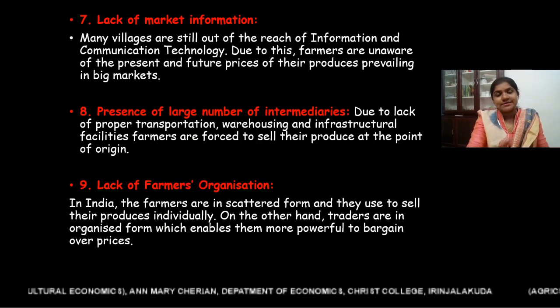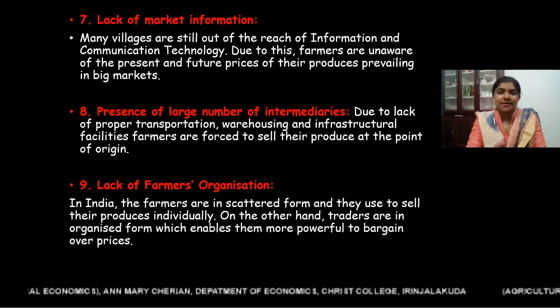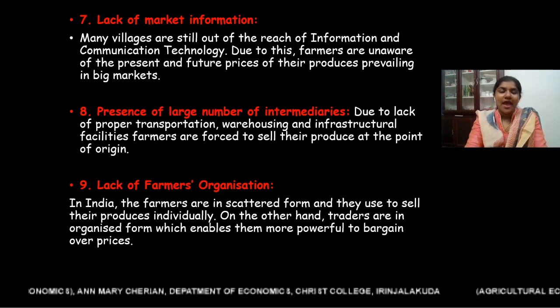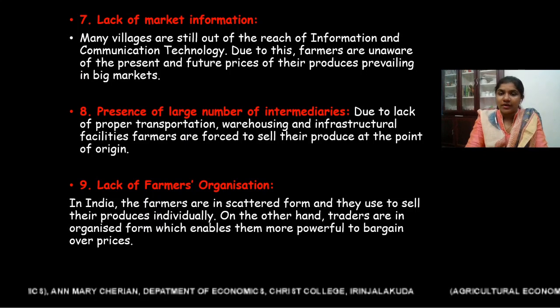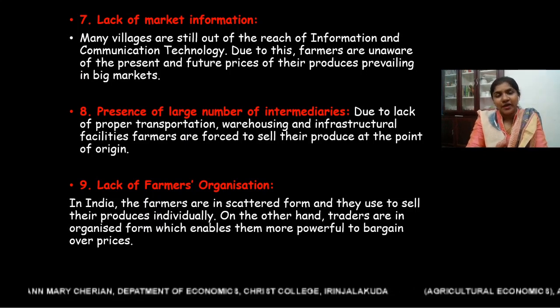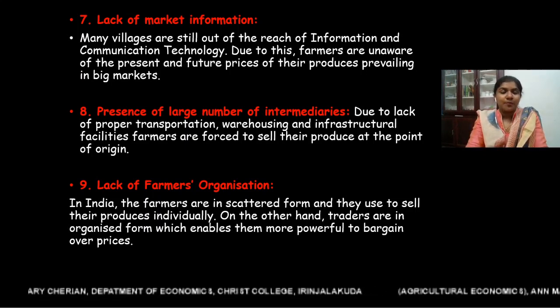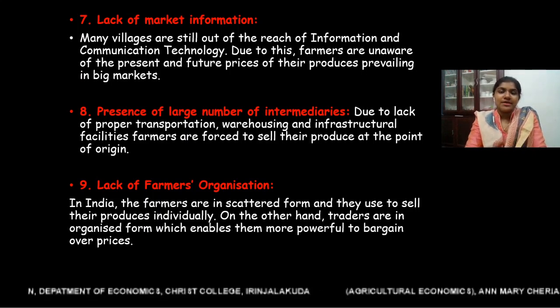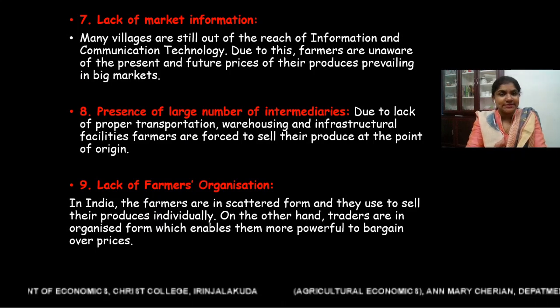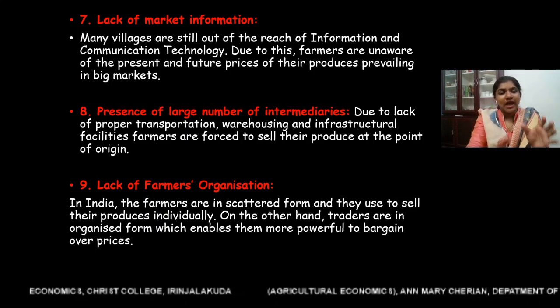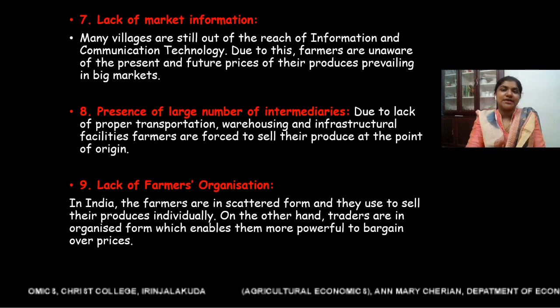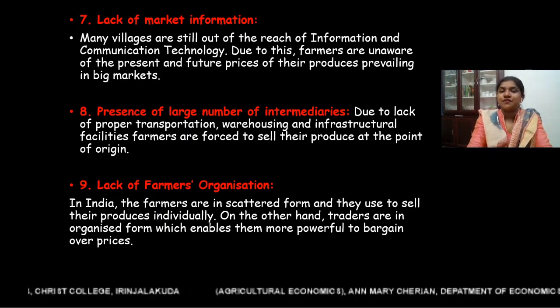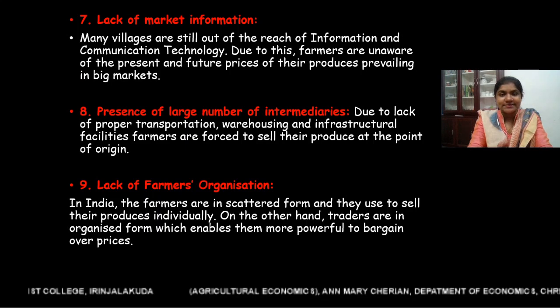Farmers are not organized, but these intermediaries are well organized. And as they are well organized, they have a very powerful bargaining power. So farmers are easily exploited by these intermediaries. So lack of farmers' organization is another important issue faced by the agricultural marketing system.